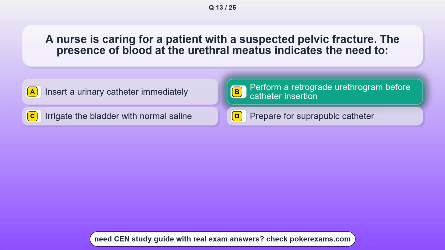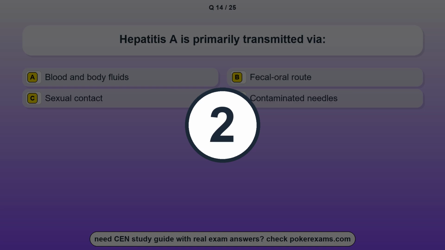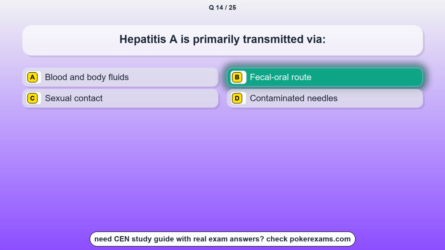The correct answer is option B: perform a retrograde urethrogram before catheter insertion. Question 14. Hepatitis A is primarily transmitted via: Option A: blood and body fluids. Option B: fecal-oral route. Option C: sexual contact. Option D: contaminated needles. The correct answer is option B: fecal-oral route.